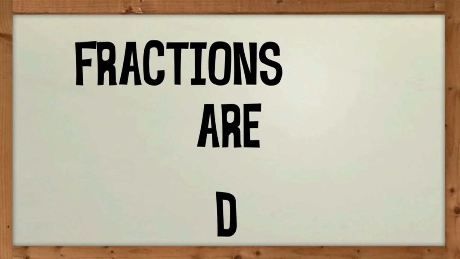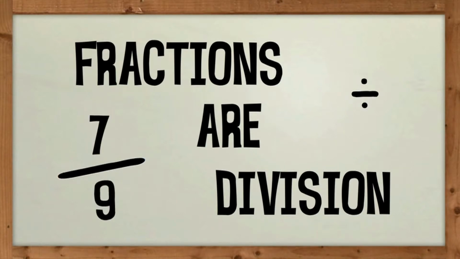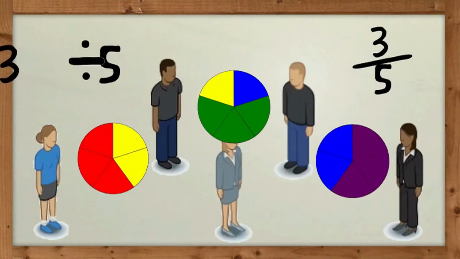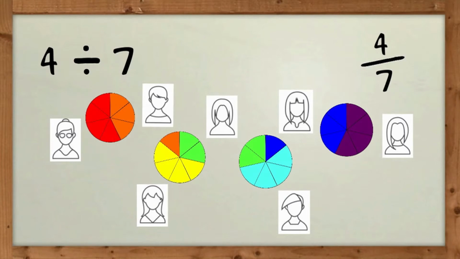Fractions are division. The line symbol dividing the numerator and denominator can always be replaced by a division symbol. Don't believe me? Consider this. 2 pizzas divided equally amongst 3 people. How much will each person get? 2/3. 3 pizzas divided amongst 5 people. Answer: 3/5. 4 pizzas amongst 7 people. 4/7.